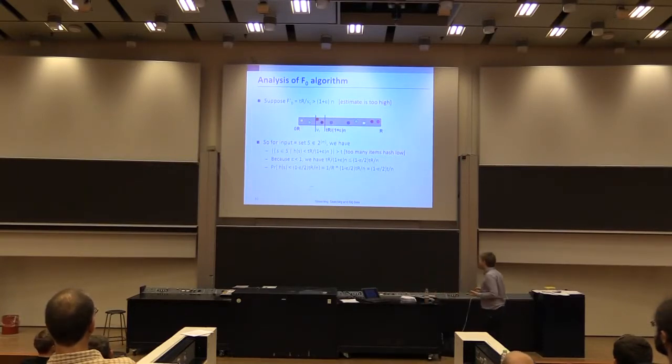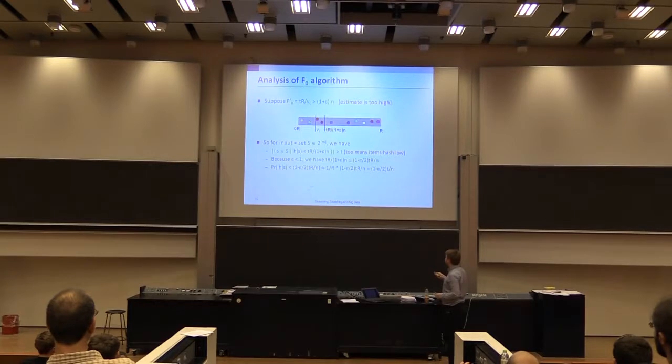And then the next step is to ask, what's the probability that we get something hashing in this range? We have a pairwise independent hash function, so the probability that we hash into that range is essentially the size of the range over the size of the total number of possibilities.